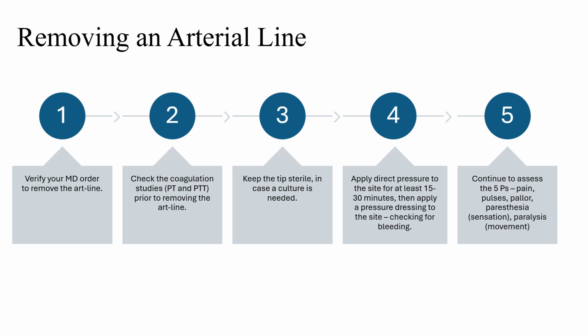Sometimes when they do these radially, they have little bands that you can put on to tamponade the area and put extra pressure on the area for bleeding. But if you don't have those, or if it's femoral or something, you're going to be giving direct pressure for at least 15 to 30 minutes, and then you're going to put a pressure dressing on afterwards. And then after you remove it, you always want to keep assessing ABCs, and certainly neuro as well, those 5 Ps, even after you remove the line.